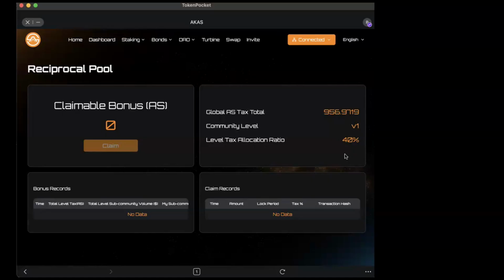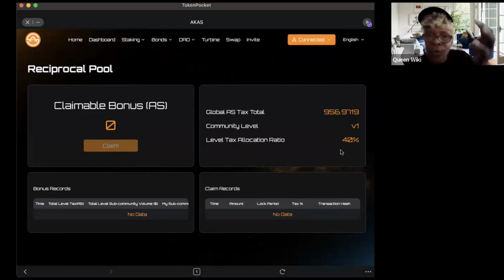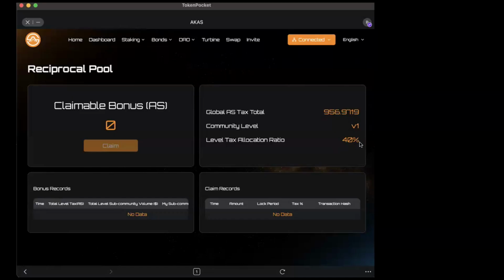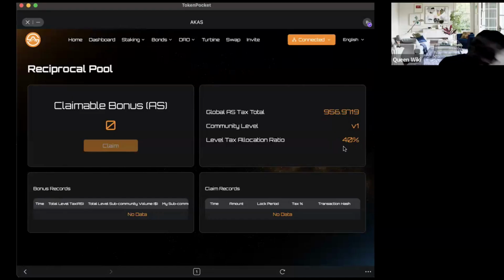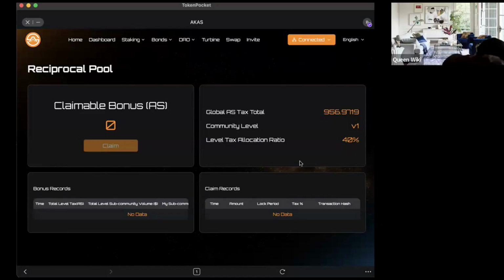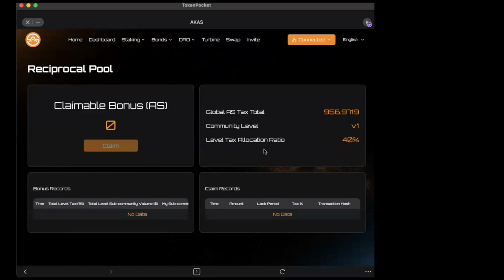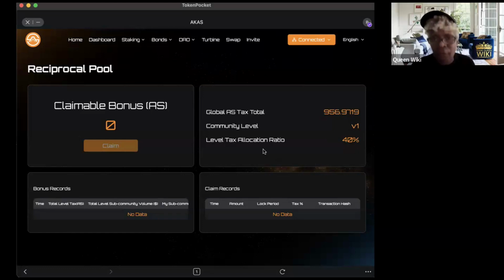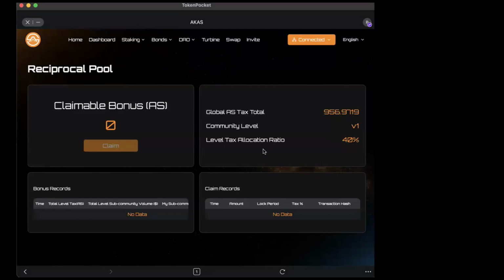So what they're doing when they say global AS tax total, this is the tax for the V1 people and the V2 people. Let me see, 956. 50% of that tax goes into this pool, divided among the different levels. The global AS tax total is the same as yours and mine, that's for everything. But the level tax allocation ratio is determined by your level. If you are the V4, then you only get 10% from here, the tax allocation.